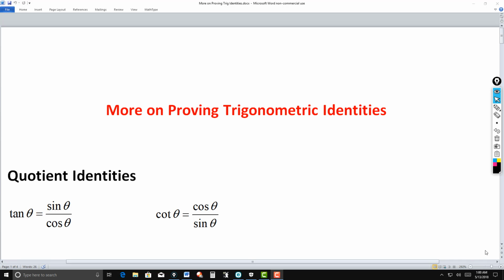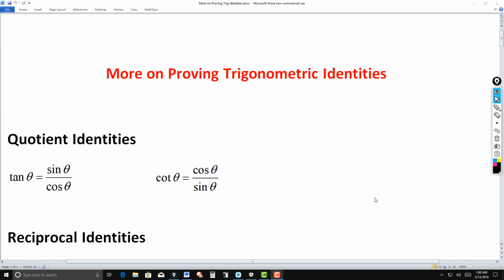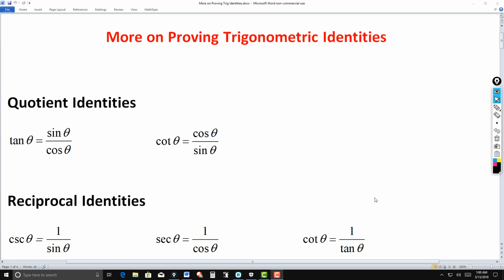In this video, I'm going to continue with the proving of trig identities using the basic fundamental identities that we discussed in the last couple of videos. Just as a review, the quotient identities: tangent theta is equal to sine theta over cosine theta, and cotangent theta is cosine theta over sine theta. So when you see tangent of theta, you know that's sine theta over cosine theta, or if you see sine theta over cosine theta, you can replace it by tangent of theta, and so on.